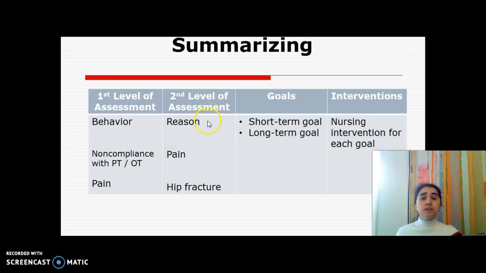Level 2 assessment, this is the reason. It answers the question why. Why non-compliance? Because of pain. Can level 2 assessment become level 1 assessment? Yes, definitely. Pain. Why? Because of hip fracture. Then you state your short-term and long-term goals. Again, we will discuss it today. And interventions. So for each level 1 assessment problem, you will have to have interventions.